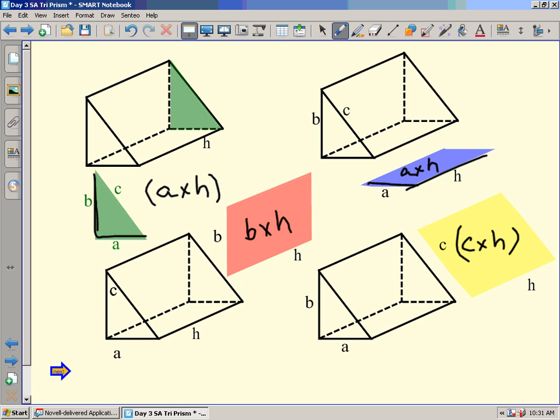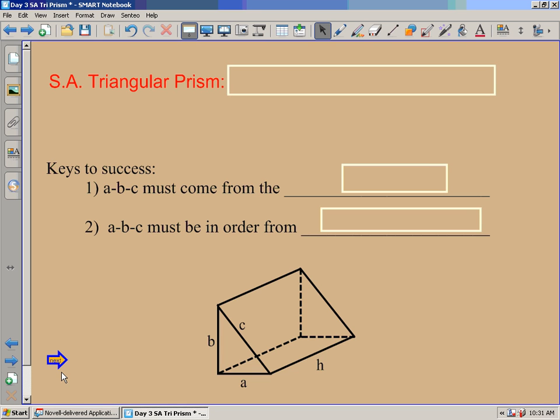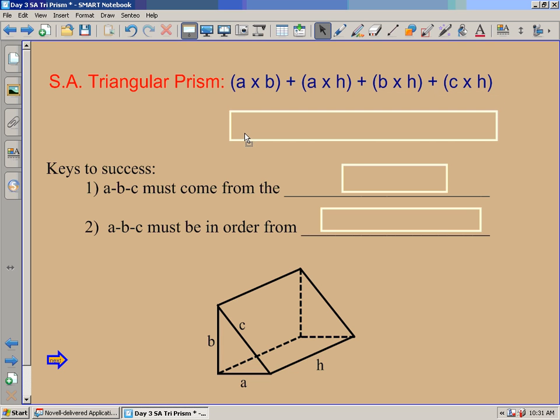So here's 1 rectangle, a 2nd rectangle, a 3rd rectangle, and my 2 triangles combined. So we've got our individual pieces. Well, if we're looking for total surface area, we simply have to add those parts together. So if we look at our formula, A times B is my 2 triangles, plus one of the rectangles, another rectangle, another rectangle, and we add those 4 products together.